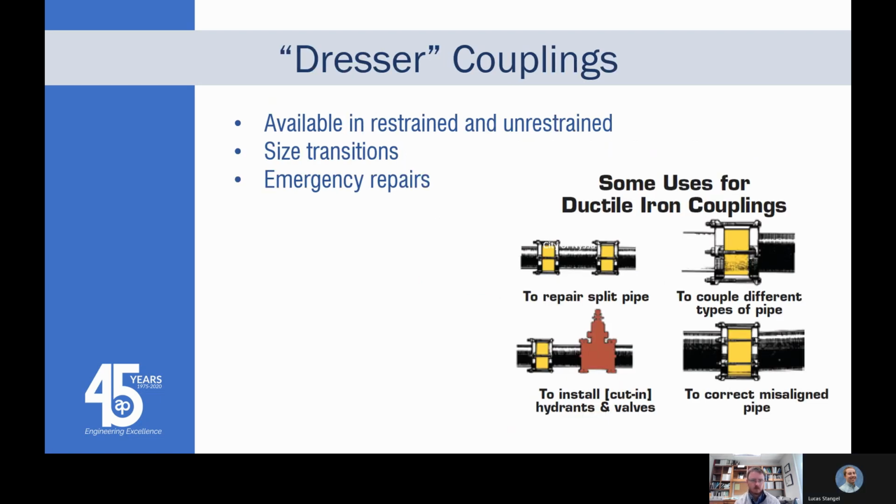One that most operators are probably acutely aware of is dresser style couplings. They are available in restrained and unrestrained. These pictures here are unrestrained. They're able to help you with a size transition, like if you're going from 8-inch pipe to 6-inch pipe. But also emergency repairs. These are your go-to if you have a leak. These are kind of your Band-Aid. I'm sure everybody's got a handful of these on the shelf. They are getting to where they have some restrained options, but I think the unrestrained dresser style coupling is probably more common.